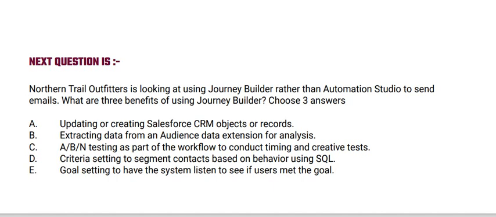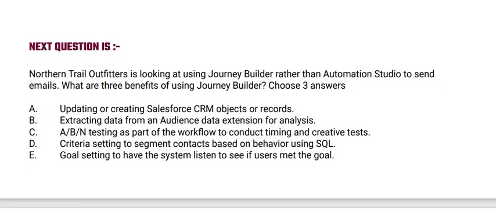Option D, criteria settings to segment contact based on behavior using SQL. And option E, goal setting to have the system listen to see if users met the goal. The correct option is option C, D, and E.